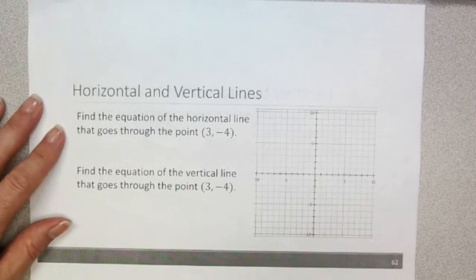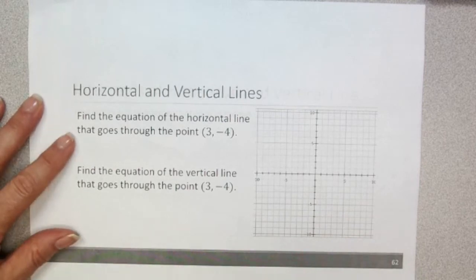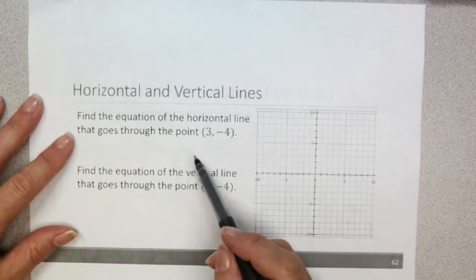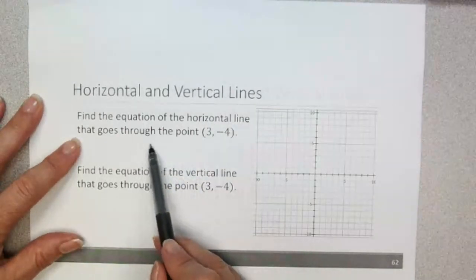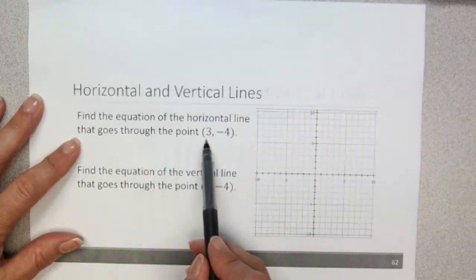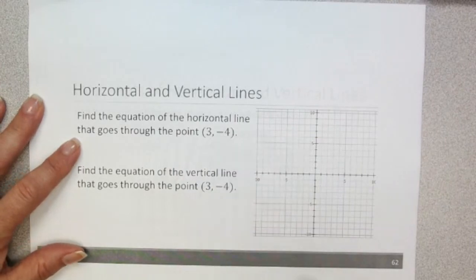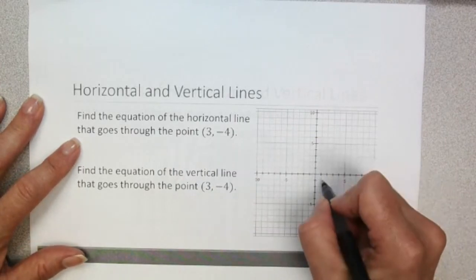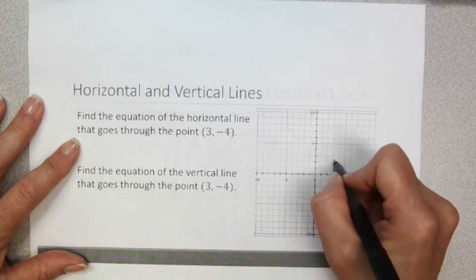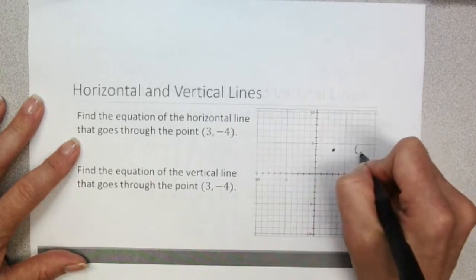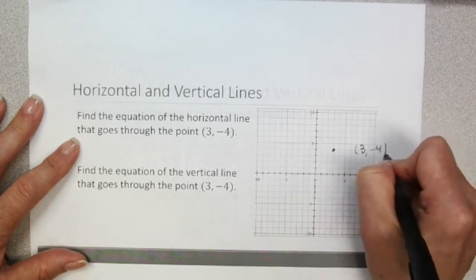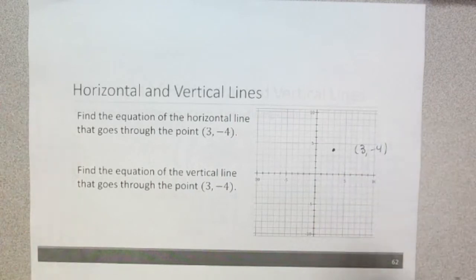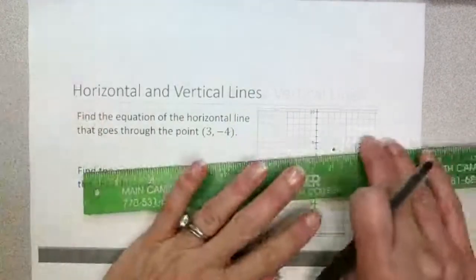One more example involving horizontal and vertical lines. Find the equation of the horizontal line that goes through the point 3, -4. All right, where's that point? Let's plot it. X is 3, y is -4. So there's the point right there. The point is 3, -4.